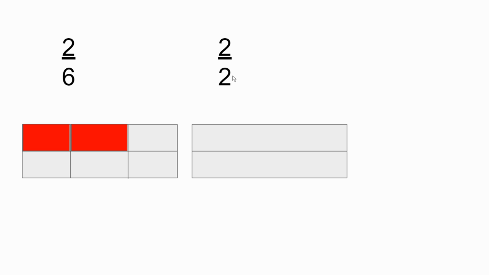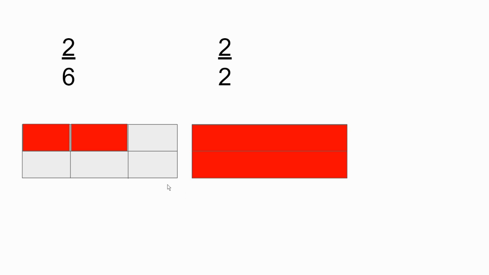And over here, I have 2/2. Well, I have the same numerator, right? Different denominator. Let's say 2 out of the halves. 1, 2. So which side is shaded the most? Well, hopefully you can see that 2/2 is clearly going to be shaded in more.